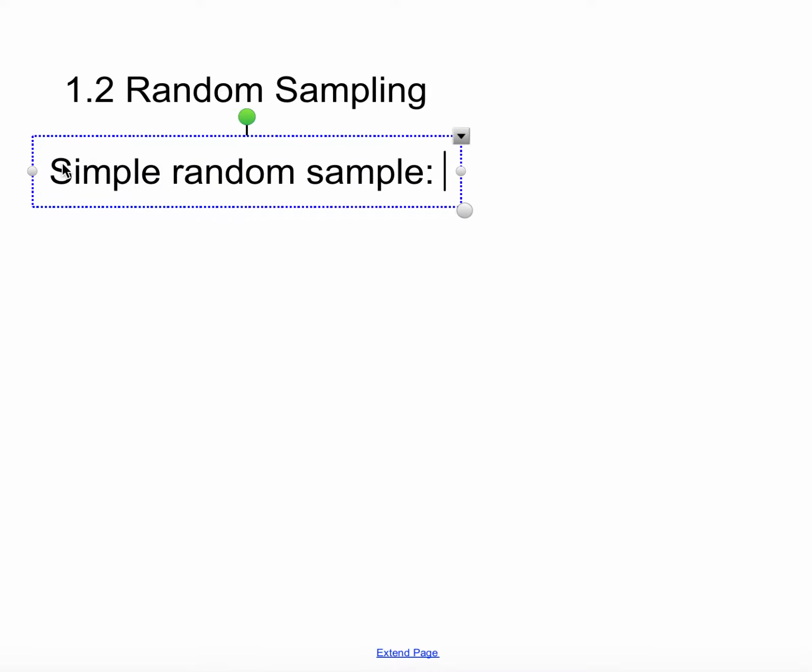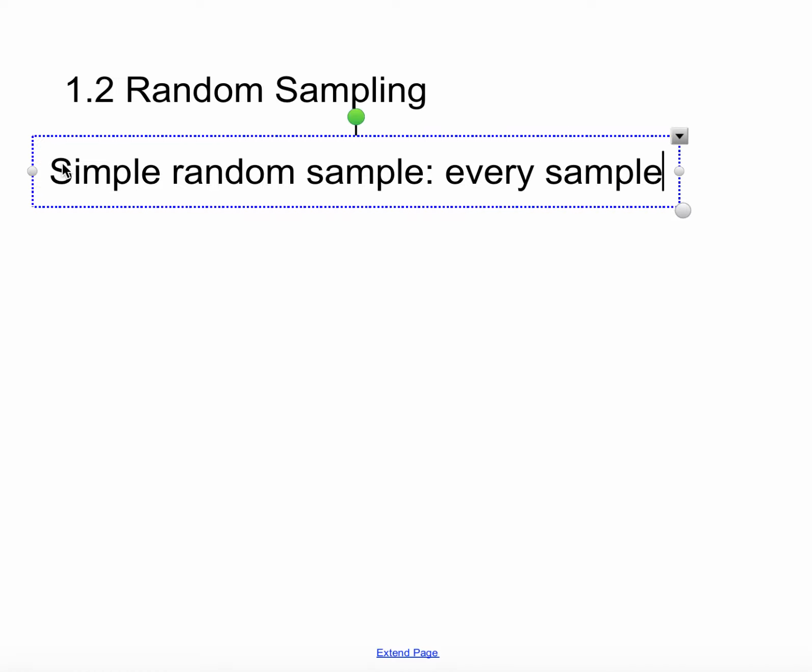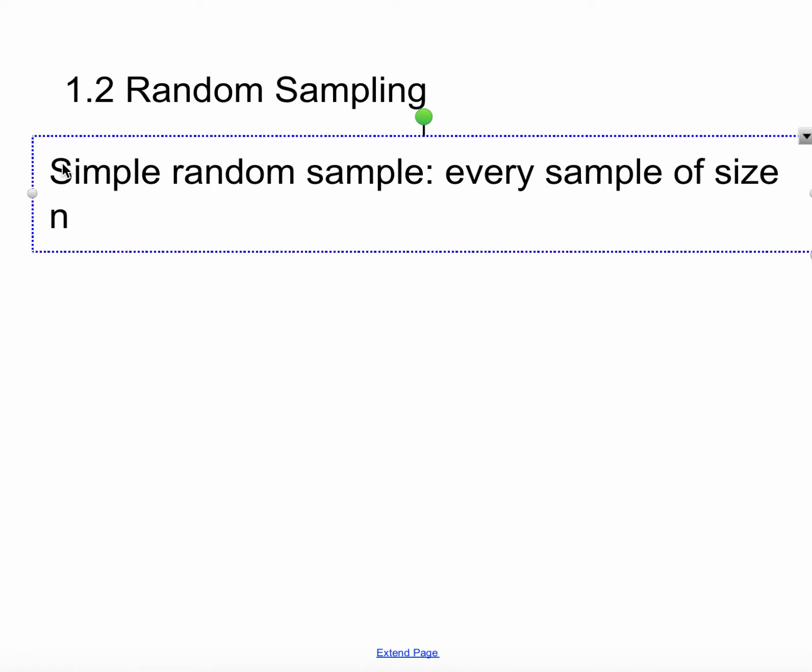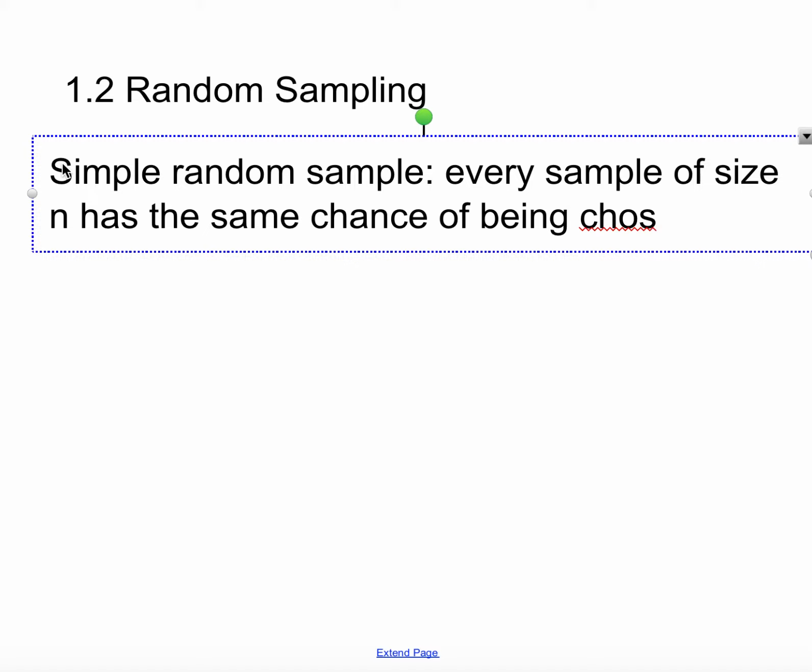And a simple random sample is that every sample of size n has the same chance of being chosen. So let's look back at that idea of getting 100 incomes of NAU students. If we took a random sample, it means that any collection of 100 students' incomes would have the same chance of being chosen. So if I pick 100 students and ask them what their income is, those 100 students have the same chance of being selected as any other collection of 100 students. So that's what we call a simple random sample.